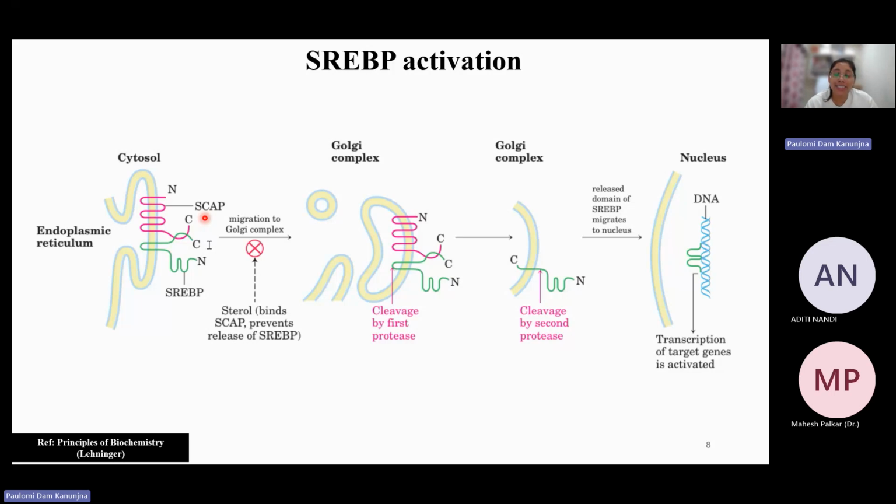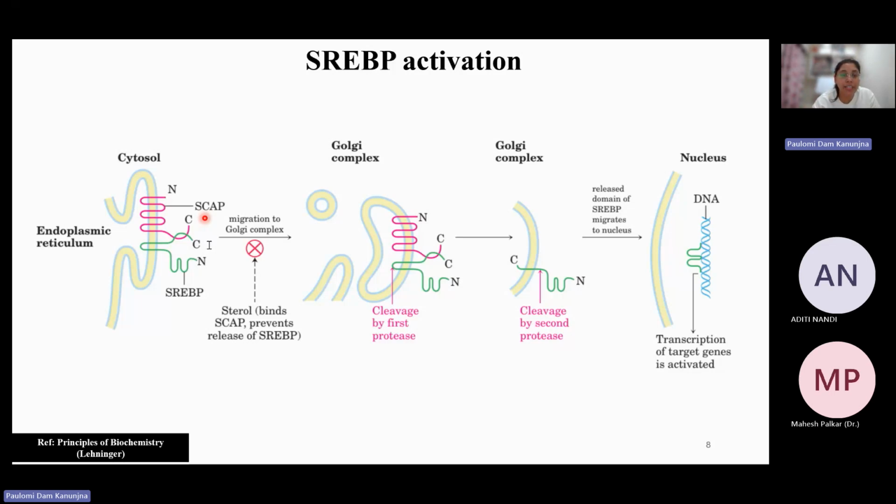When the level of sterol in the cell declines, which is when you don't have cholesterol and now you need cholesterol, some conformational change happens here in the SCAP and the SREBP, and the SCAP as a complex detaches from the ER and goes to the Golgi complex, as you can see on the slide. Now, in the Golgi complex, this SREBP is supposed to be cleaved, and the cleavage happens there.